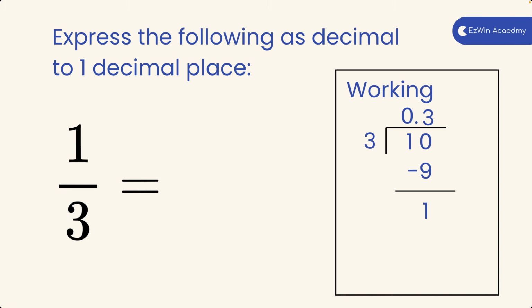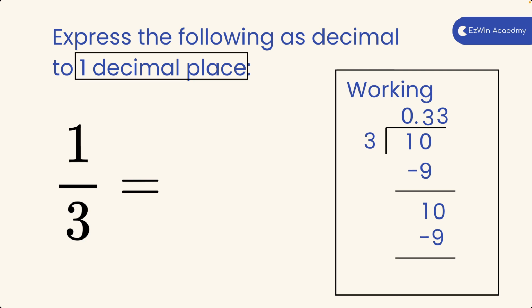So I think it's the same question, right? What is 1? Can 1 be divided by 3? You can't. So what you need to do is to add another 0 at the end. And what is the closest number? 9, right? So you minus 9 again. And it becomes 0.33. And the thing is, you see that we need to have it to one decimal place.